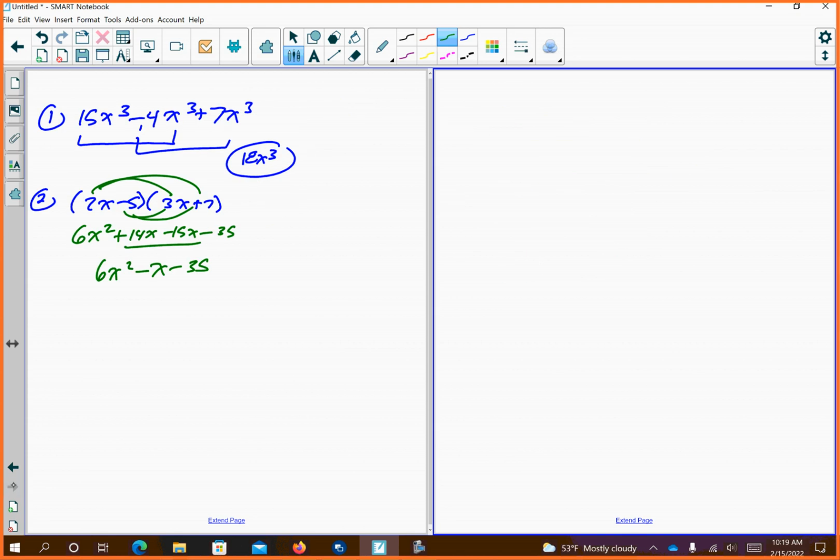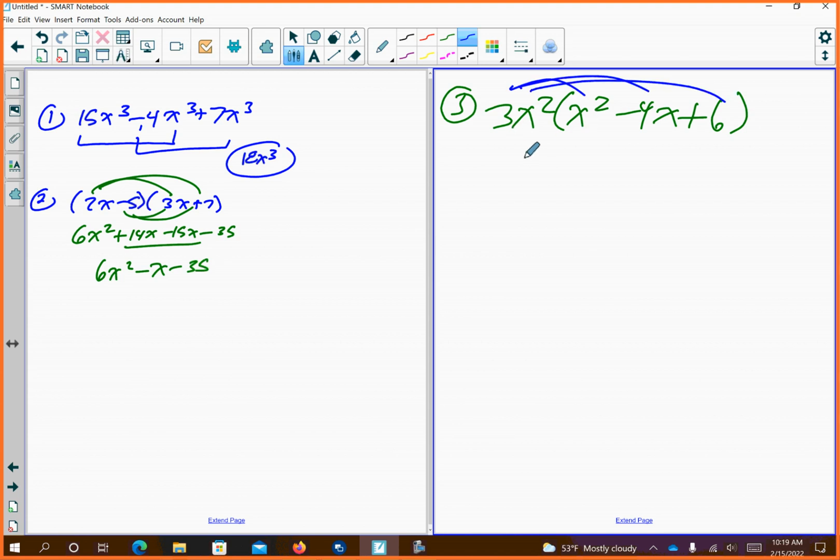All right, problem number 3. We have 3x squared times x squared minus 4x plus 6. Distribute to everything. So 3x squared times x squared is 3x to the fourth. Remember, you add the exponents. 3x squared times negative 4x is negative 12x to the third. You have to remember that's to the first. And then 3x squared times 6 is going to give me 18x squared.